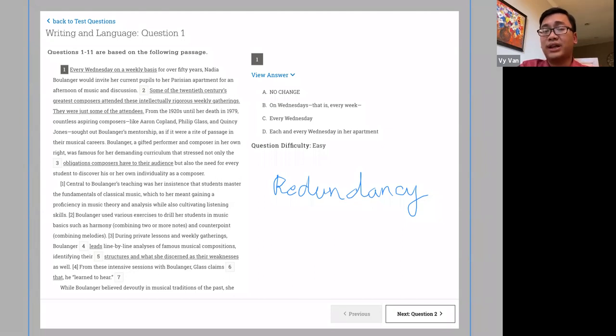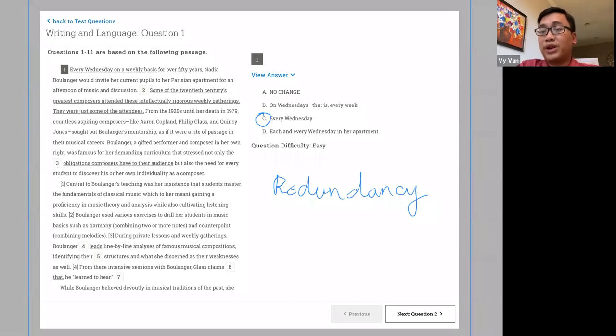Basically on the SAT writing, you should always go to the shortest choice. If it makes sense, 99% of the time that is the correct answer. So let's go to the shortest choice first. C, every Wednesday for over 50 years. This choice makes the most sense right here. I think that's the right choice.